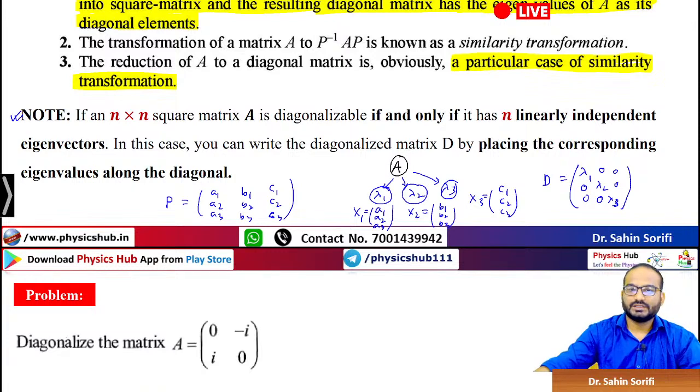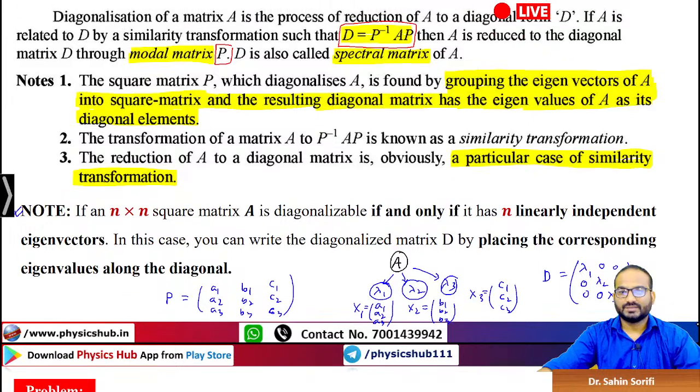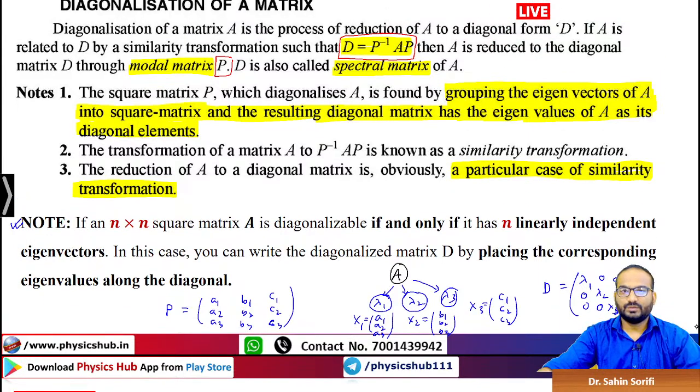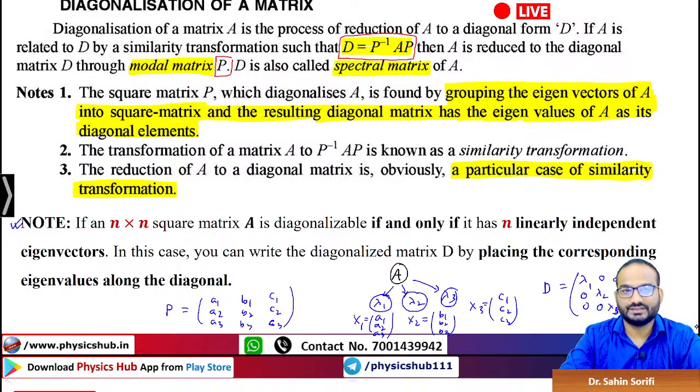So let's try to understand this diagonalization process by some example. Let me know once you have written this slide. Okay, then we'll move forward. Ajay, Deep, Muralidharan, just confirm whether you have finished writing this. Then we'll go to the next slide.